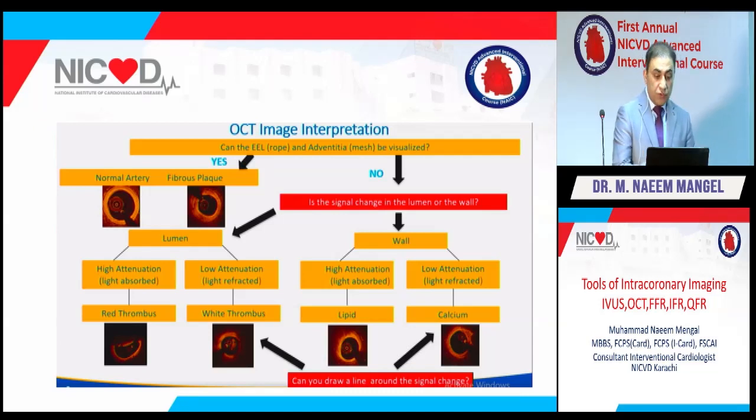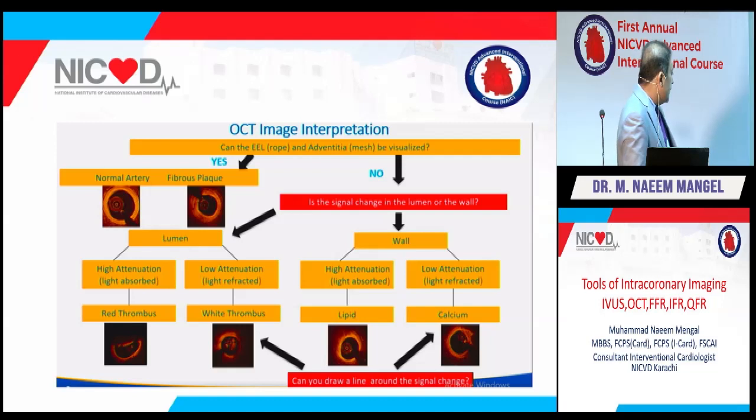When you are going to interpret the OCT images, first of all, you should look whether you can see the external elastic lamina or not. This is actually a chart on the basis of which you can simplify how you should look at the image when it comes in front of you. So normal artery and fibrotic lesion: when you can see the external elastic lamina, it means it's either a fibrous plaque or a normal artery. Then the next thing is to go for the lumen.